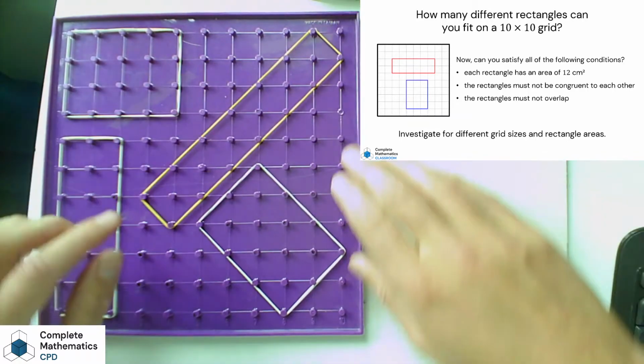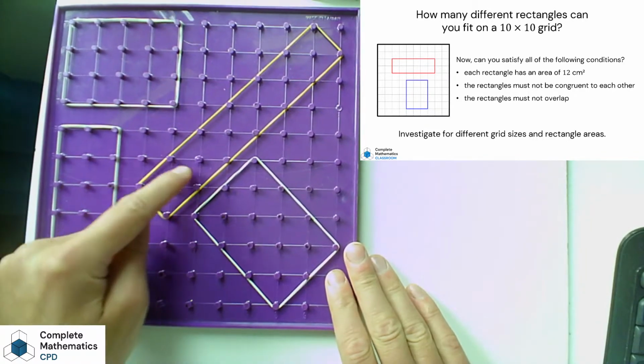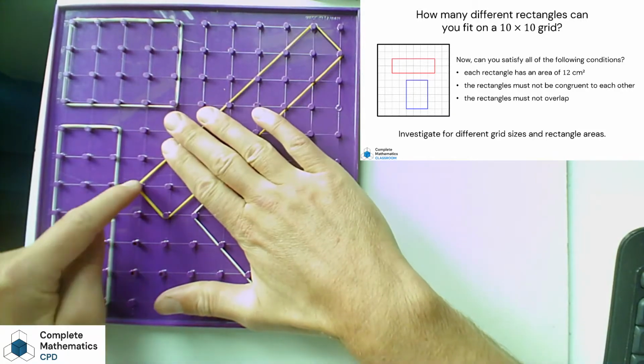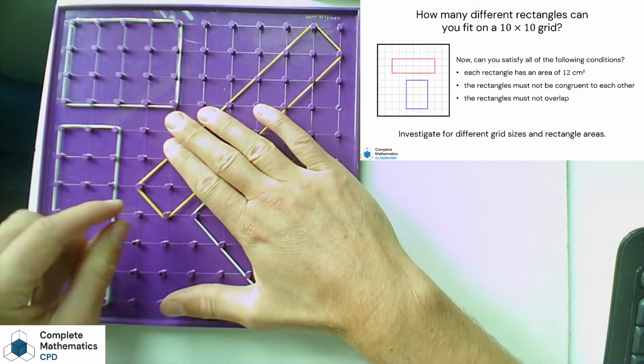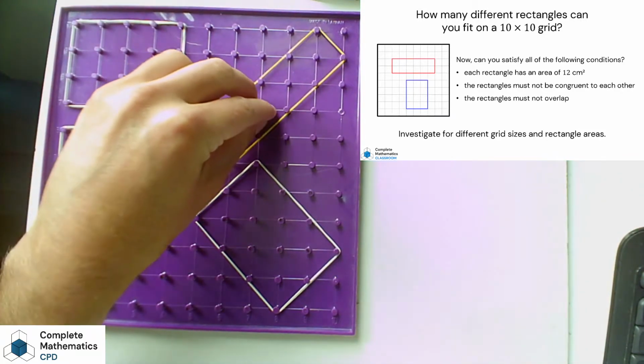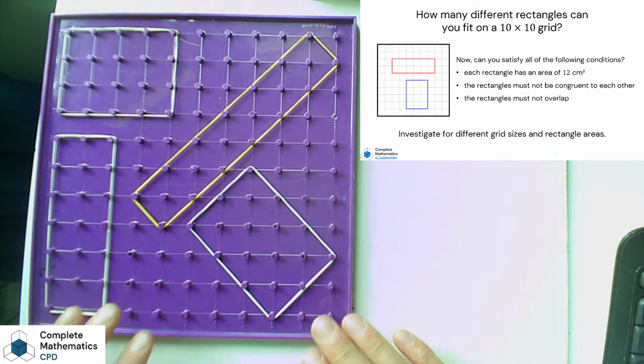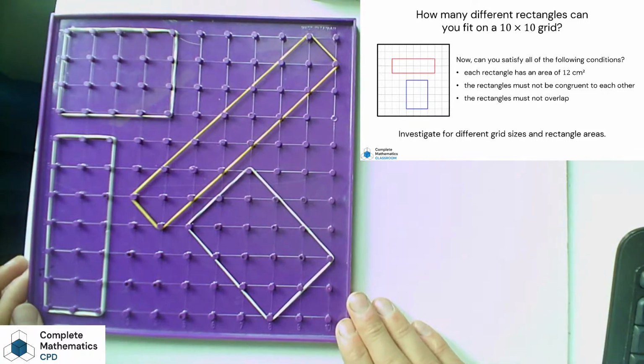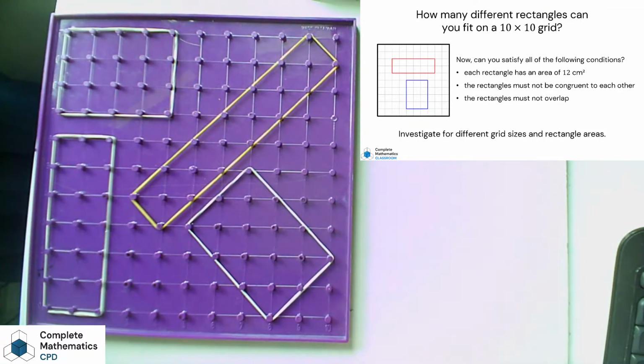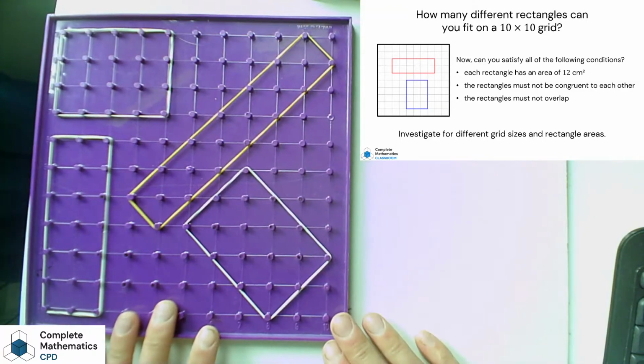And again, just make sure that each one of these squares here is an area of 2. So we've got 2, 4, 6, 8, 10, 12. And then that's the solution. We've got 4 different rectangles. None of them are congruent and none of them are overlapping. So that's one solution to the task.